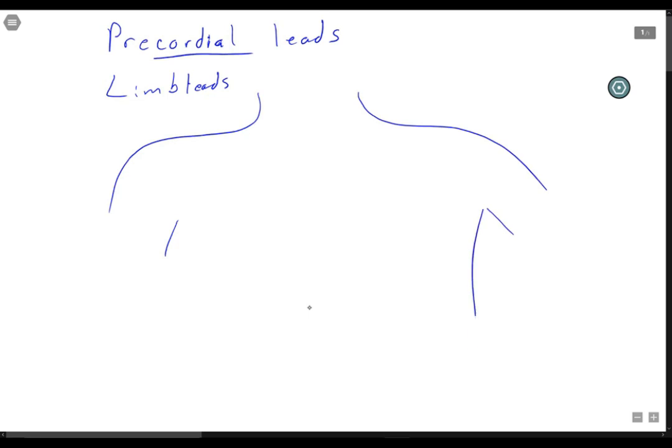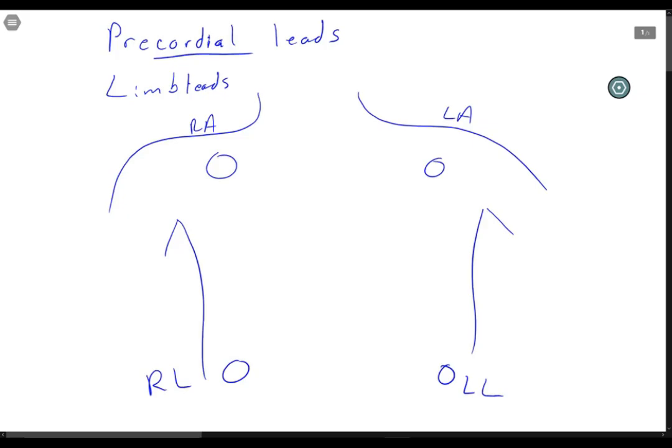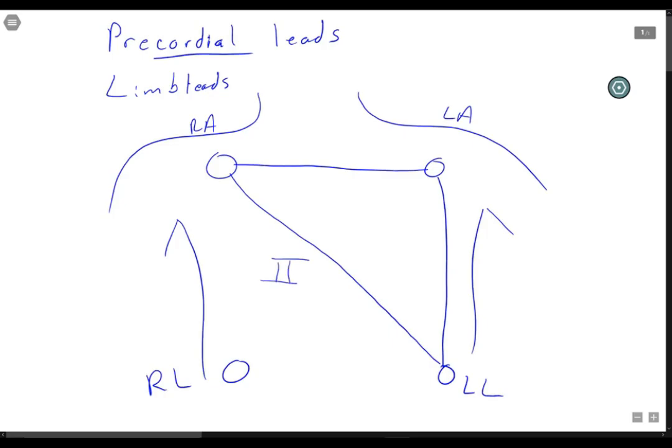So here's our person. And we put an electrode at the right arm. We put an electrode over here on the left arm. We're going to be more specific as to where those go, right leg and left leg. And from this, we were able to get Einthoven's triangle. You had lead 2, lead 1. I'll even put the polarity there, lead 3.